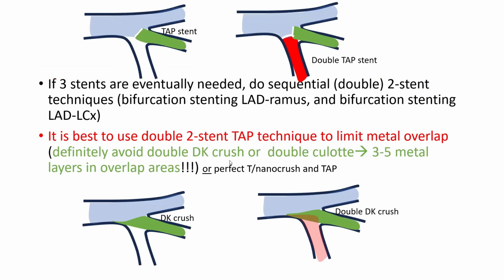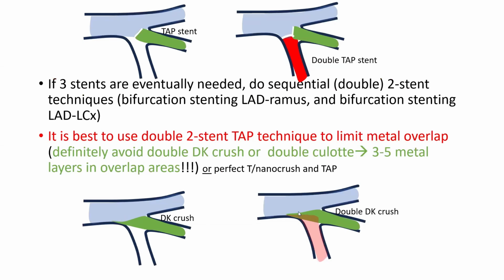Avoid double DK crush or double culotte. Definitely avoid that. You will end up with 3 to 5 metal layers in overlap areas. So for example, look at this. We stented LAD left main. Then if you do DK crush into the ramus, you'll end up with 3 stent layers here.